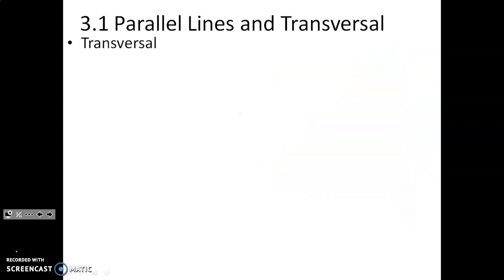Another definition, transversal. A line that intersects 2 or more lines in a plane, so they do have to actually intersect each other. There can't be 2 lines that are skewed to each other on that.